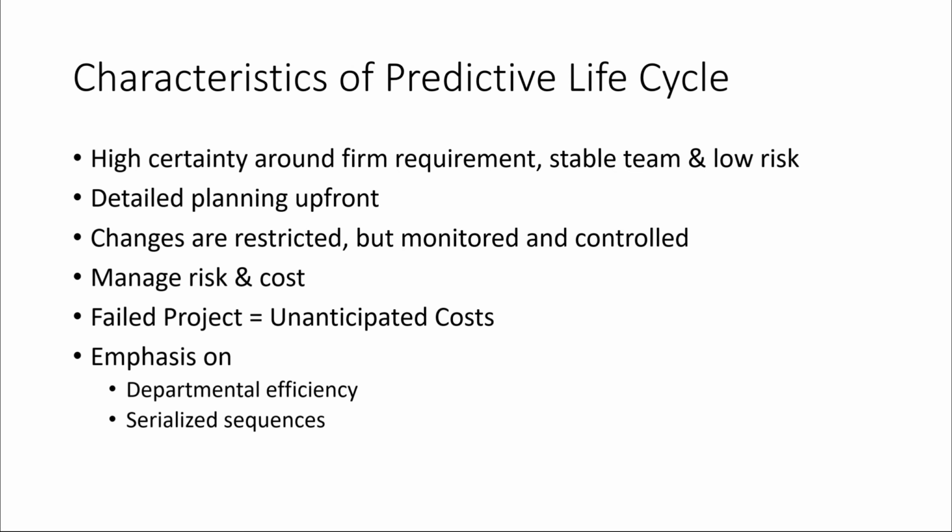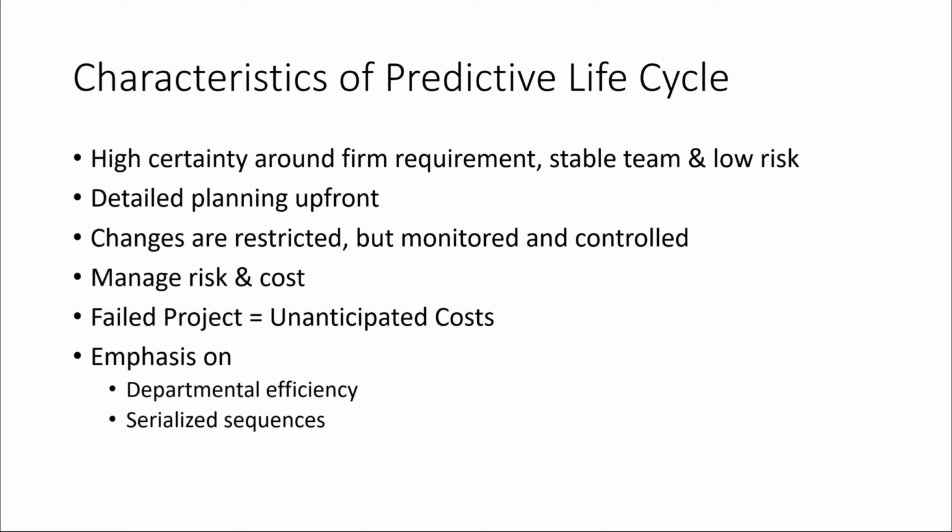Characteristics of predictive life cycle. Predictive life cycle expects to take advantage of high certainty around firm requirements, a stable team, and low risk. As a result, project activities often execute in a serial manner, as shown in figure 3-2 on page number 21. In order to achieve this approach, the team requires detailed plans to know what to deliver and how. These projects succeed when other potential changes are restricted. For example, requirements changes or project team member changes affect what the team delivers. Team leaders aim to minimize change for the predictive project.